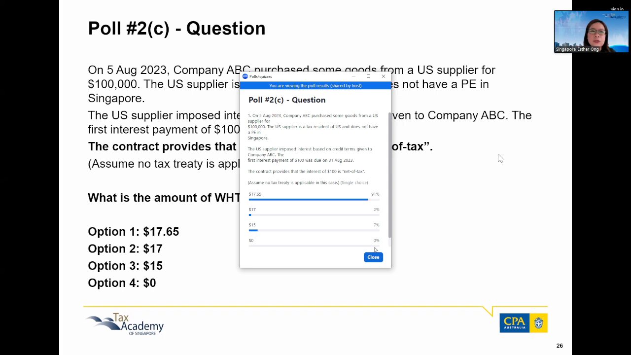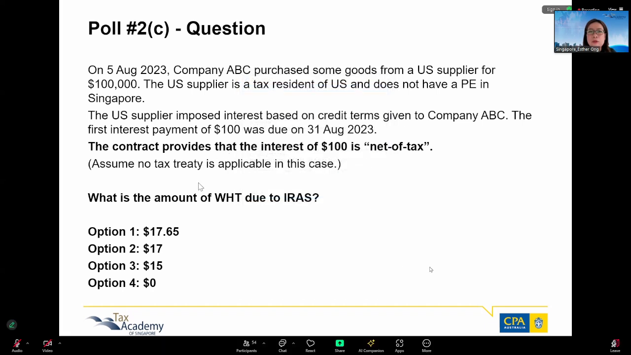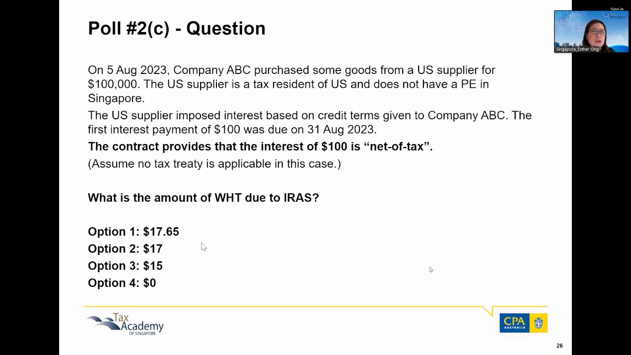The answer should be option 1. Most of you got the question correct. So why is it option 1, $17.65? In this case, the question says that the interest payment provided in the contract is net of tax. This means that the non-resident will receive $100. So we use the $100 to regross it by the applicable withholding tax rate, which in this case is 15%.